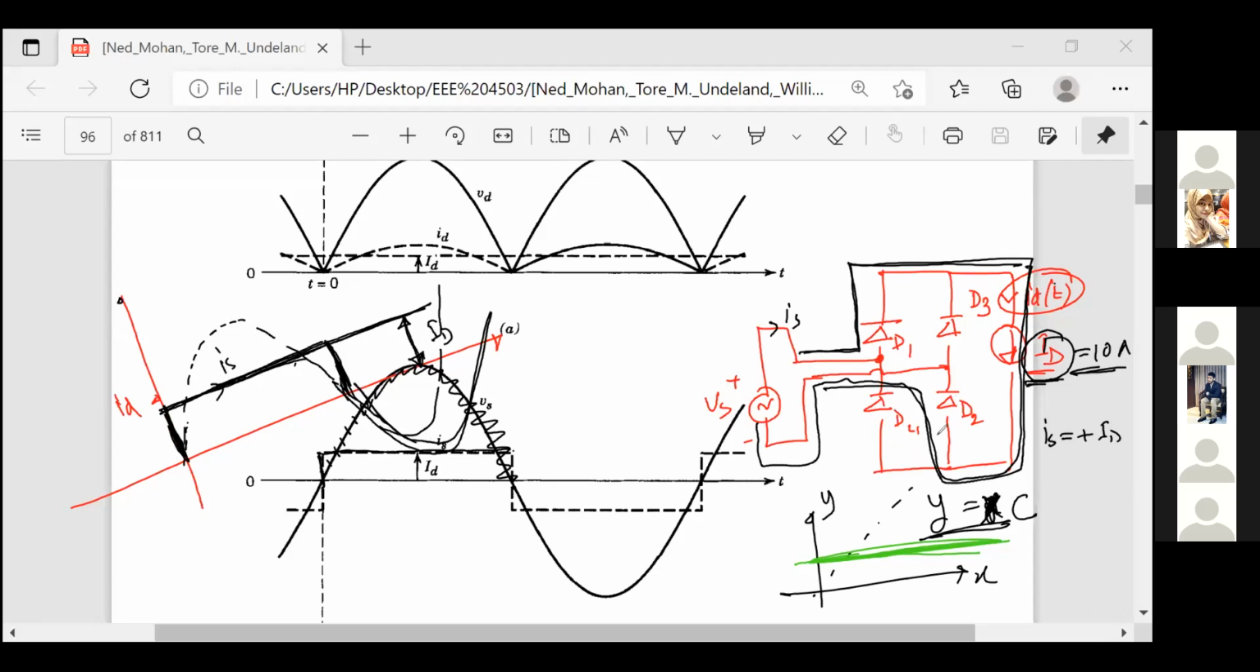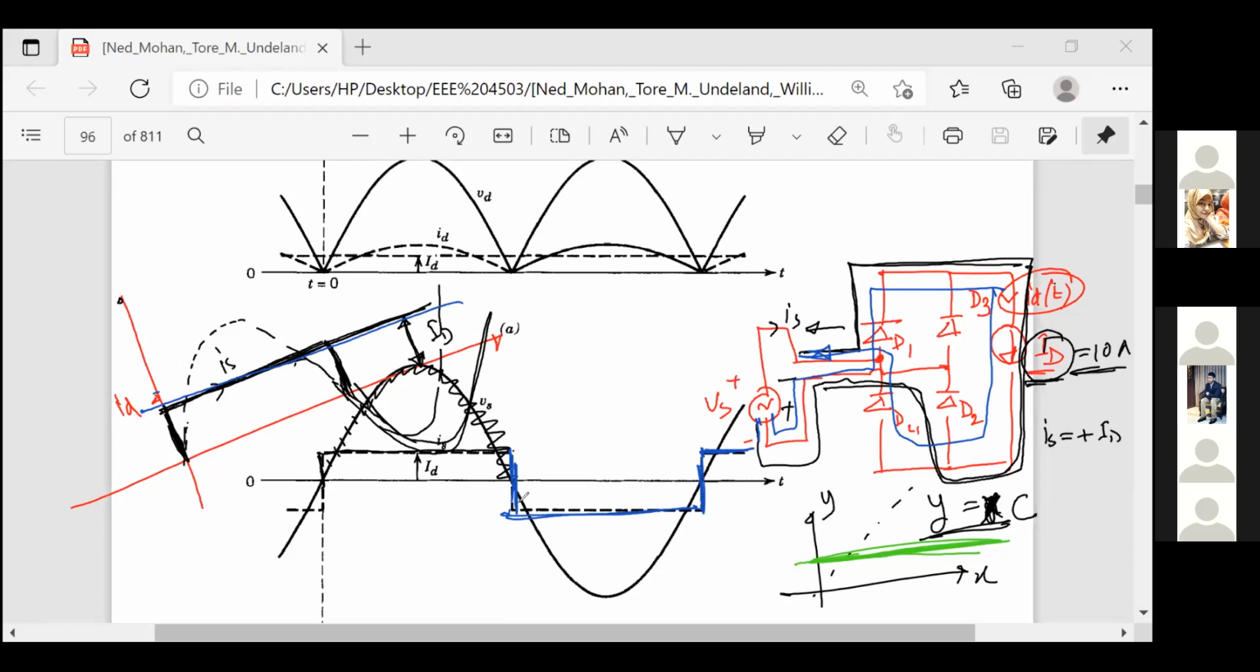Current direction is opposite to the ID, right. The current will now go, because this is negative, this is positive. Let me change the color. The current will go this way, this way, this way. In the load, it will be same, but in the source, it will be opposite, right? The same thing what we get for the resistive load. But here, since we are getting a constant current, so it will just change the direction like this.